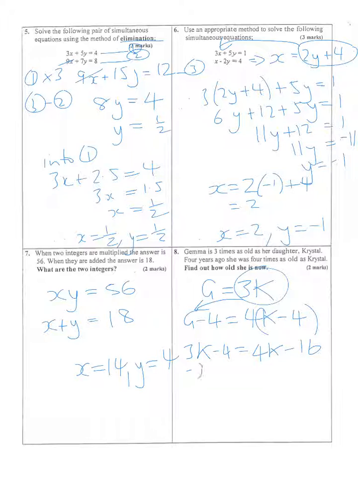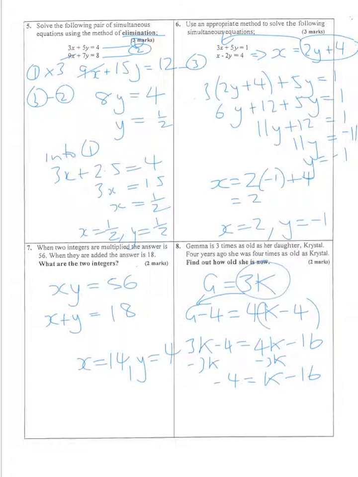Let's take away 3k from both sides. We get negative 4 equals k minus 16. Plus 16 both sides. So negative 4 plus 16 gets us 12 equals k. Now sub that back into the original g equals 3k. So g will equal 3 times 12, which is 36. So therefore Gemma is 36 and Crystal is 12.